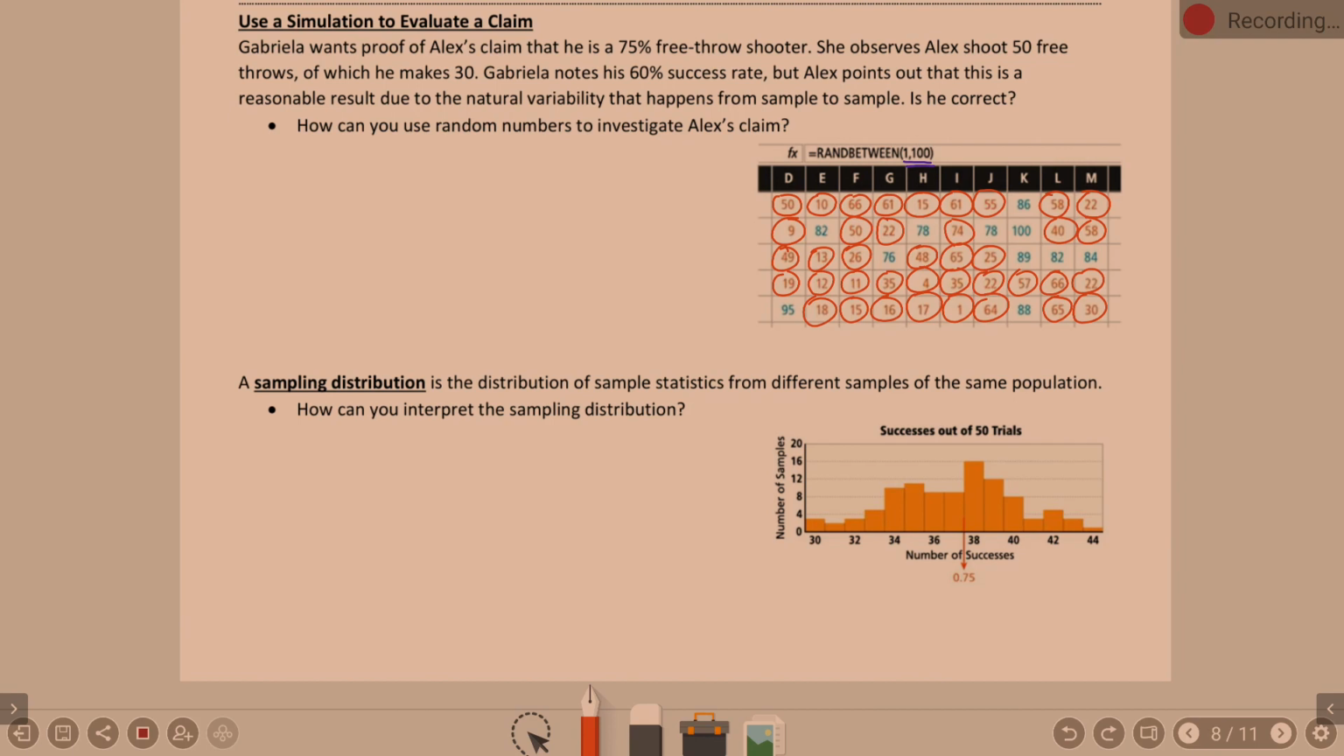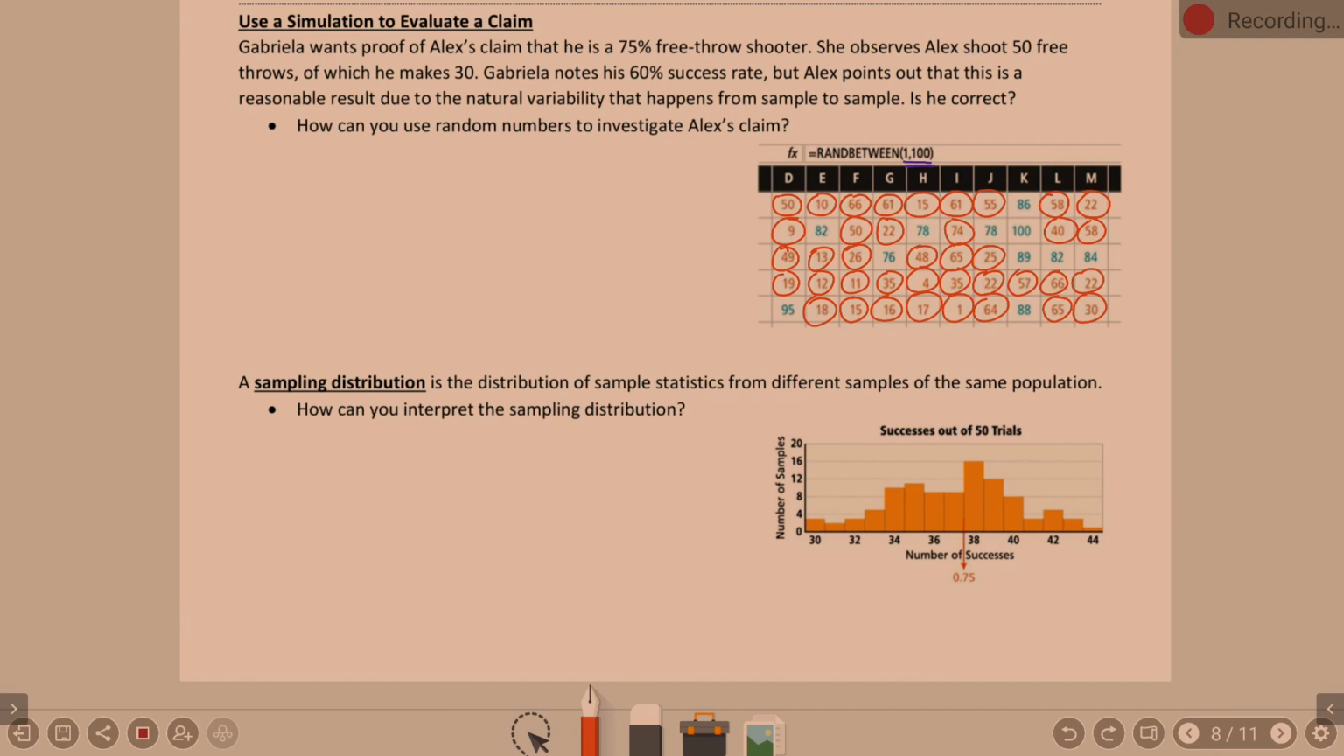Now, with that in mind, this was one set of 30 shots that Gabriella watched, and he made 60%. This one simulation said he shot 78% of the time. Is one sample enough to know? No, not necessarily.